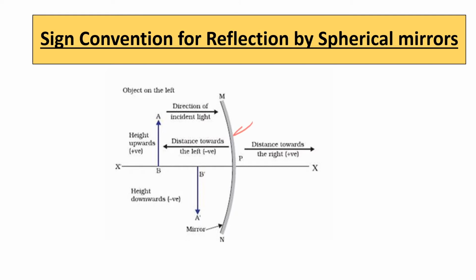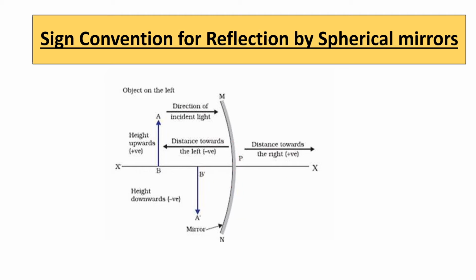Let this be a concave mirror and P be its pole. All the distances are measured from this pole. Consider this pole as the origin. The distances towards the right of this pole will be taken positive, and the distances towards the left of this pole will be taken negative. And the distances upward will be taken positive and downward will be taken negative. Same as in the Cartesian coordinate system.